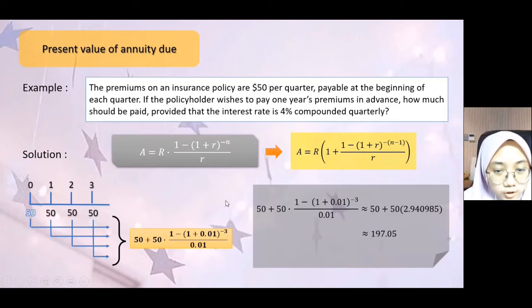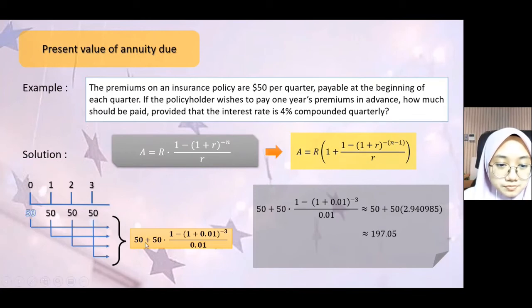Actually, annuity due is kind of a special case compared to ordinary annuity. So in every case of annuity due in the topic of annuity, there will be an addition in the formula, because annuity due is such a special case.